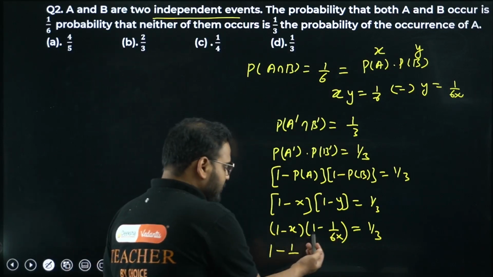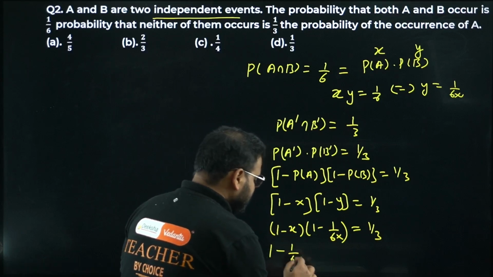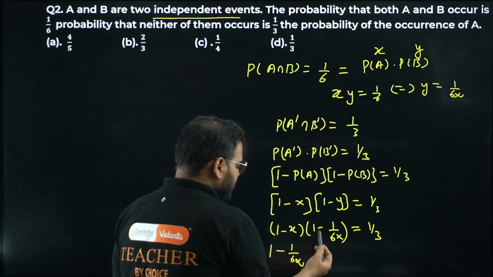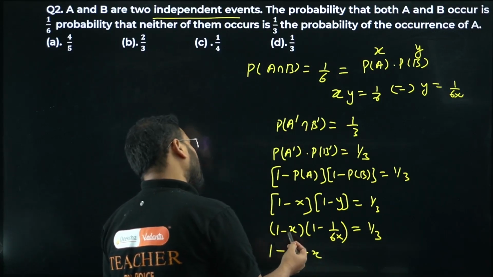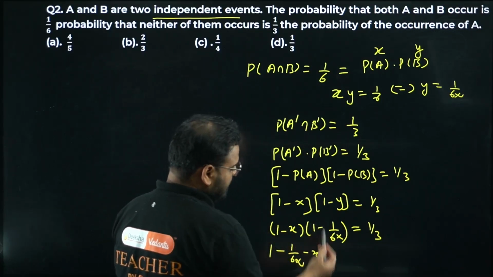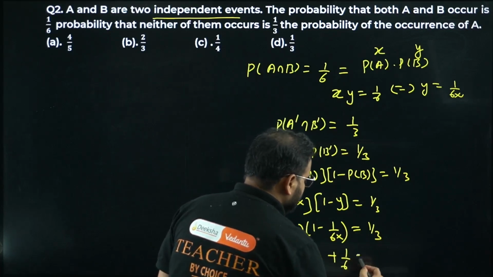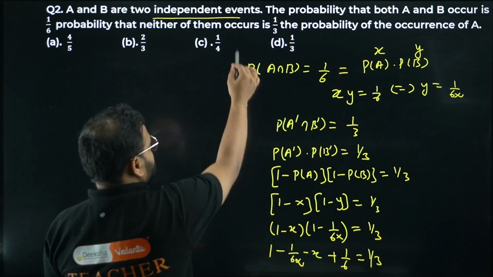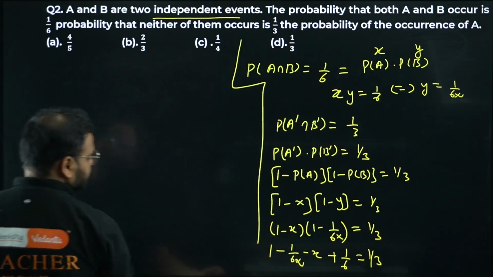Okay, so 1 times of 1 is 1, 1 times of 1/6 will be 1/6x, and you'll have a minus sign because of the negative sign over here. Next, minus x into 1 will be minus x, and last, minus x into minus 1/6x will become plus 1/6, equals to 1/3. So what next now? Have a look. I can continue from this side.